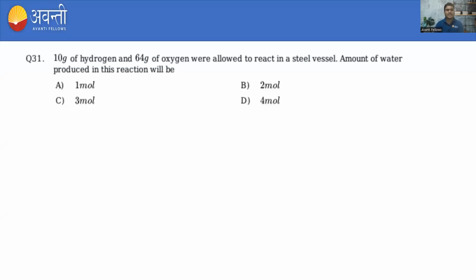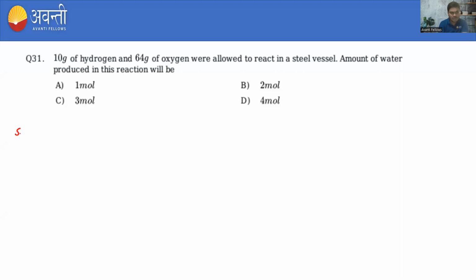So what does the question ask basically? In this question, 10 gram of hydrogen and 64 gram of oxygen were allowed to react in a vessel. You have to calculate the amount of water produced in this reaction, right? So this question is from the limiting reactant.